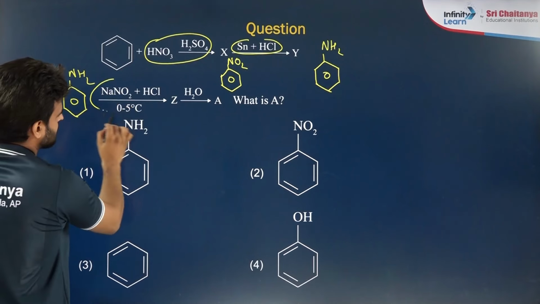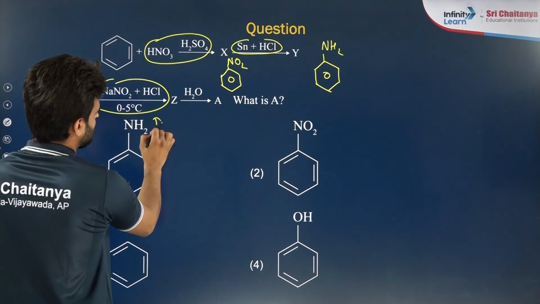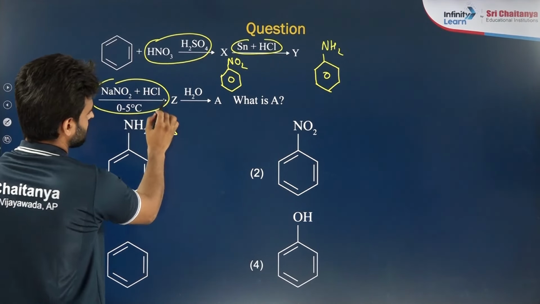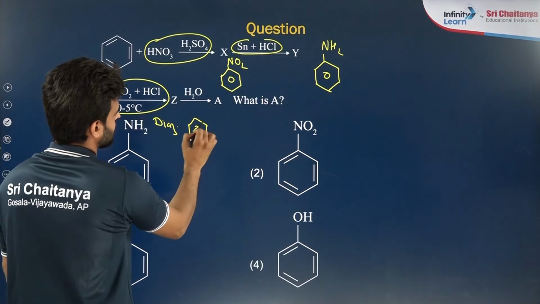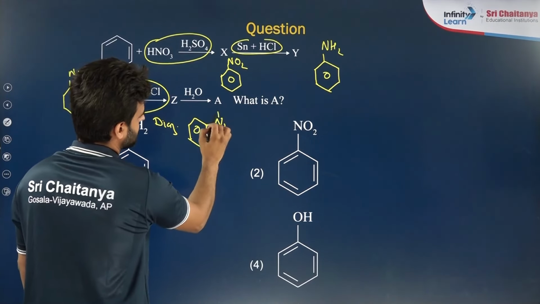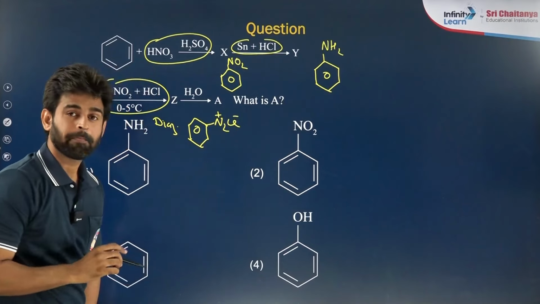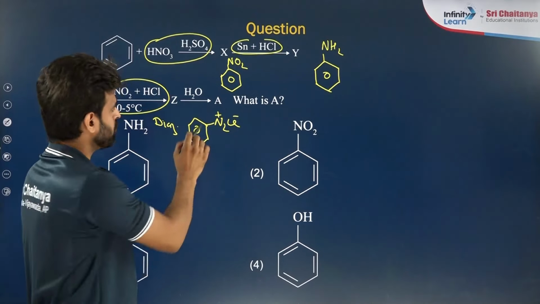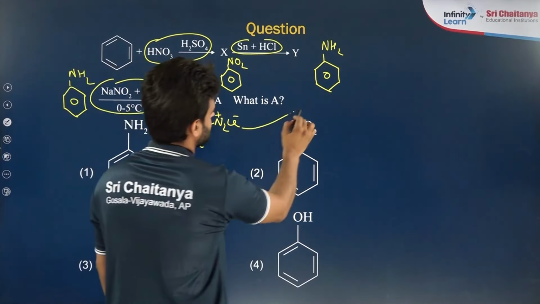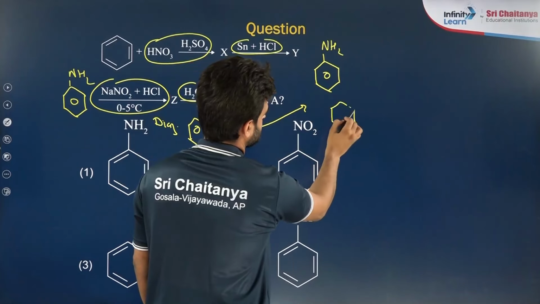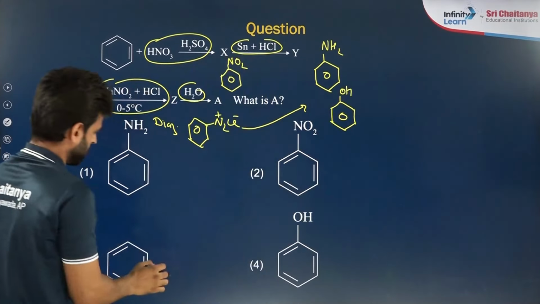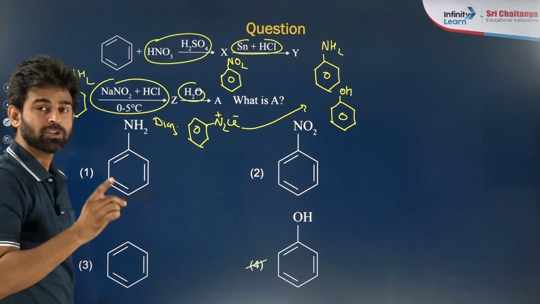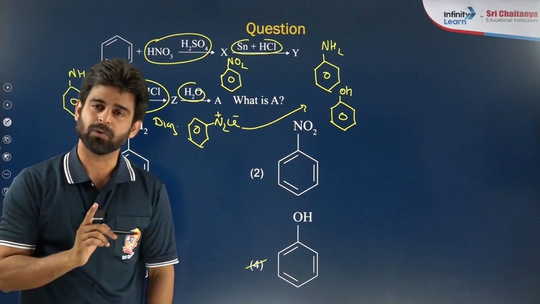on diazotization, what do we call this? Diazotization will give us diazonium salt. So what is Z here? Diazonium salt, N2+ Cl−. And diazonium salt with water gives us what? Phenol. Right? So our final answer is what? Phenol. Diazonium salt with water will give us phenol.